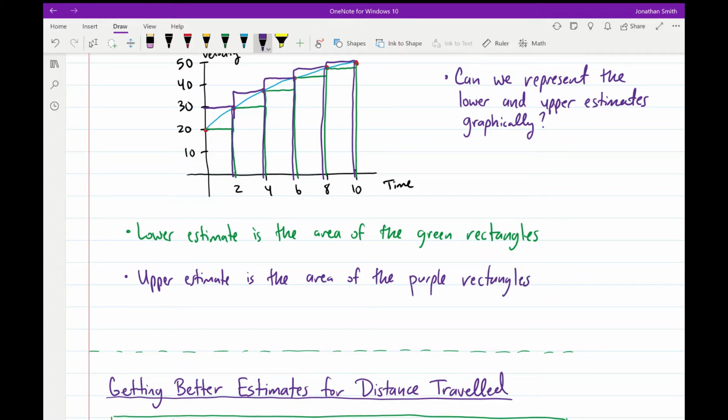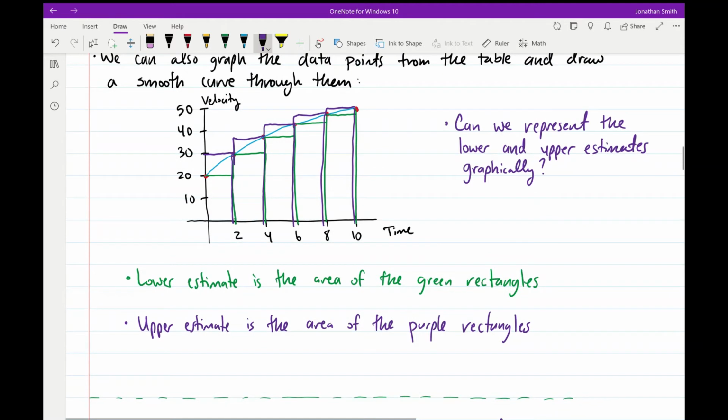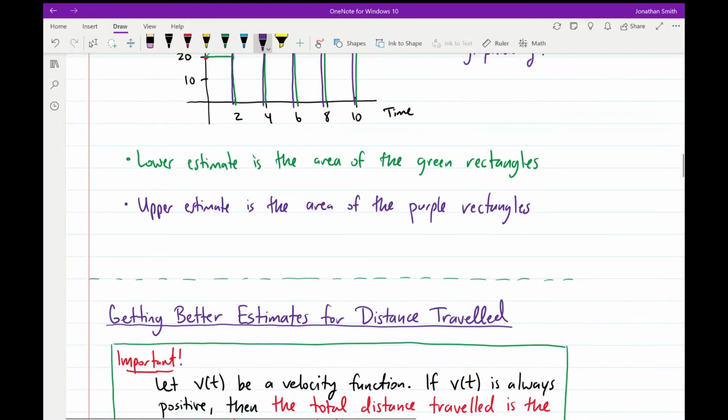So to get the lower estimate, I would take the area of each green rectangle and add it together, and to get the upper estimate, I take the area of each purple rectangle and I add it together. An important thing to note here is that the purple rectangles, if you look at the area that they enclose, it's going to be bigger than the area under the blue curve. And the green rectangles, if you look at the area they enclose, it's going to be smaller than the area that's under the blue curve. So this is an idea that's going to come up a little bit later.